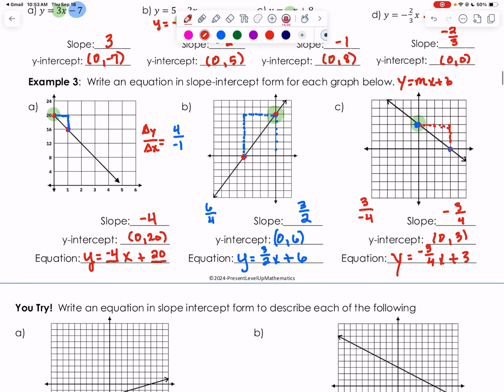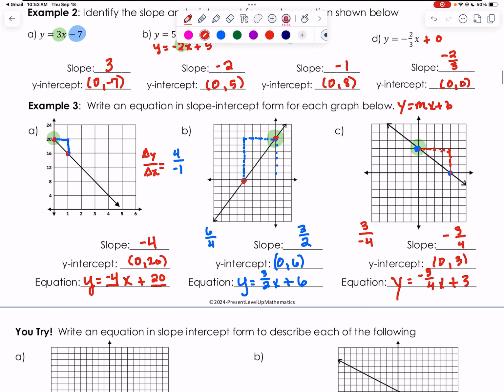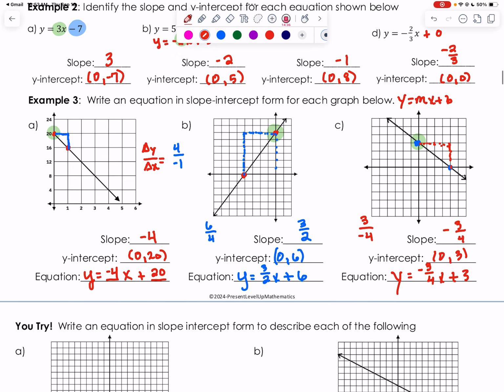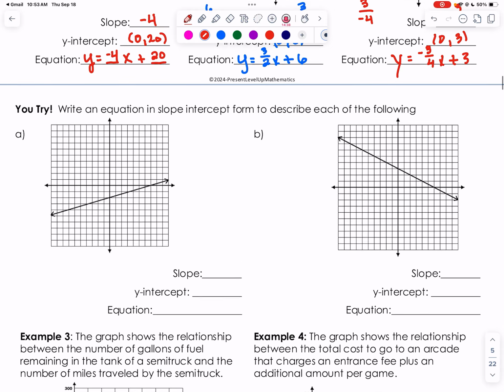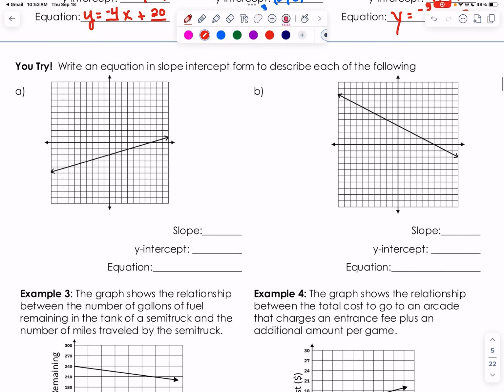Now, in example 3, we used the slope and y-intercept to write the equations of the lines. So I want you to pause the video and try problem A and B in the next example on your own.